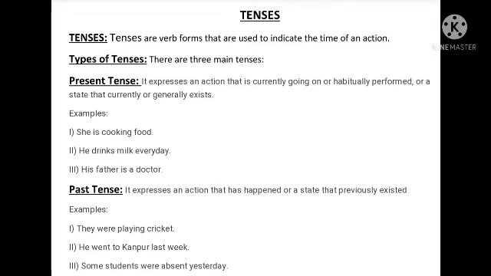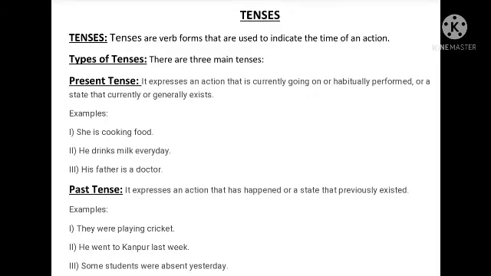What is present tense? Present tense shows an action that is currently going on or habitually performed, or a state that currently or generally exists. For example, she is cooking food. He drinks milk every day. His father is a doctor. The verbs is cooking, drinks, is show that these sentences are in present tense.